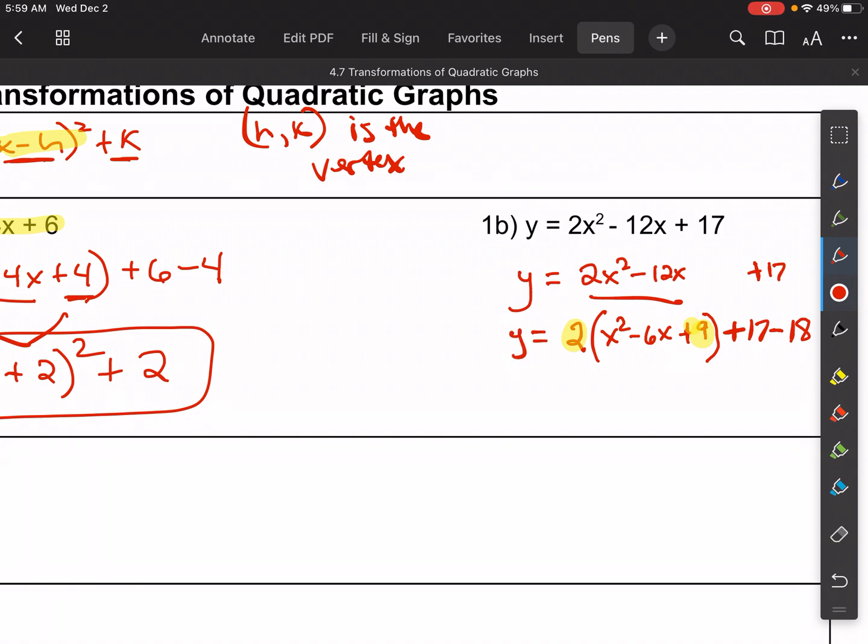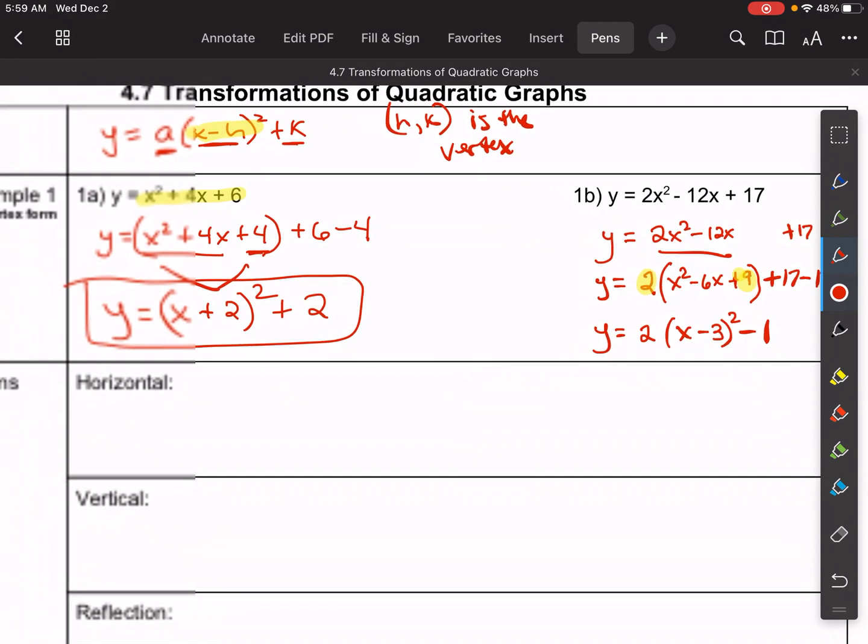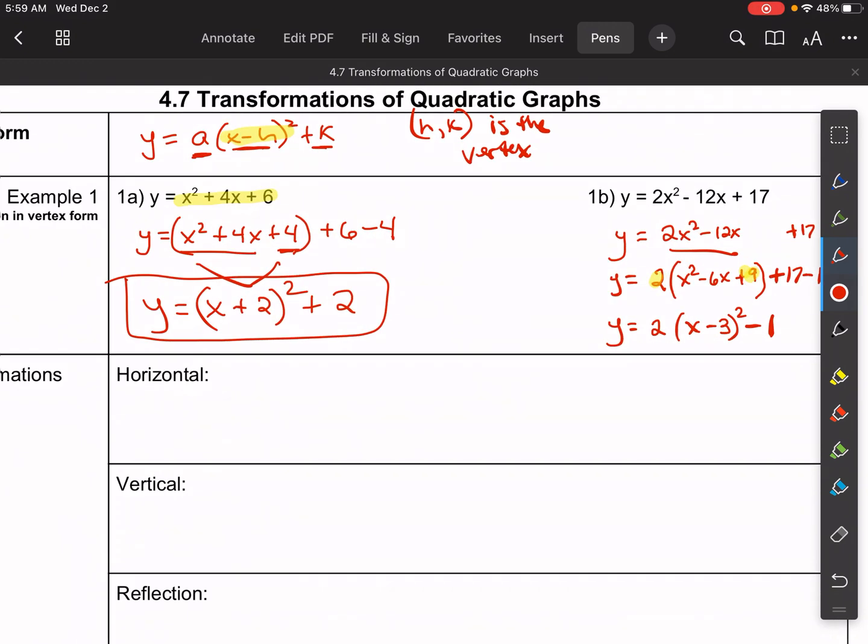Now let's simplify it. So final vertex form here would be 2 times, this thing will factor to x minus 3 squared. 17 minus 18 is minus 1. Okay, so just so I can say a couple things about this, I didn't do this on the last one, but that's okay. The vertex here, if they ask you where's the vertex of this thing, the vertex is at 3, negative 1. And this thing is being vertically stretched by a factor of 2. So we're going to talk about those transformations right now.